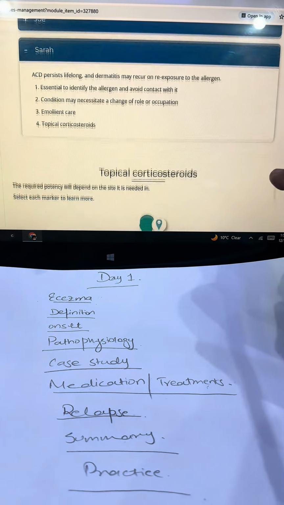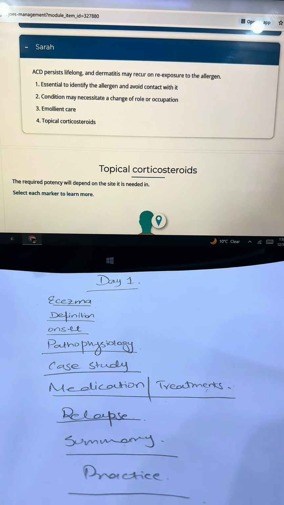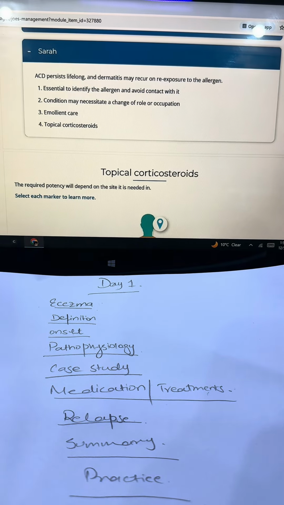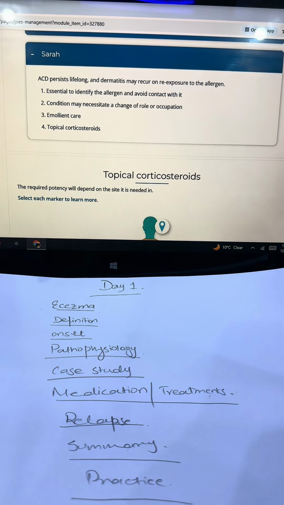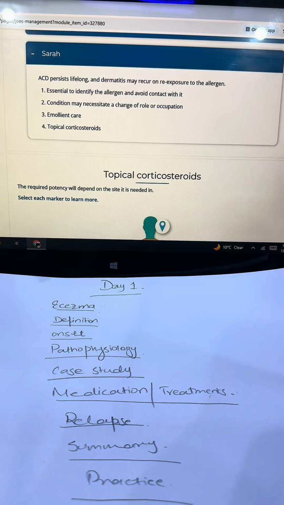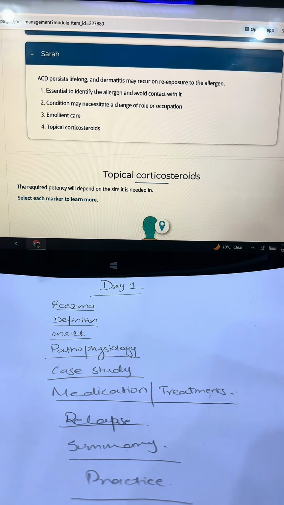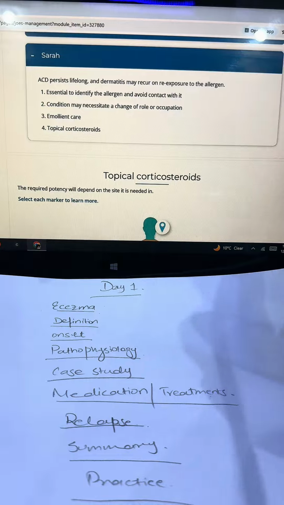And Sarah, we need to identify the allergen because she is a nail technician. The condition may require a change of role or occupation, emollient care, and topical corticosteroid.